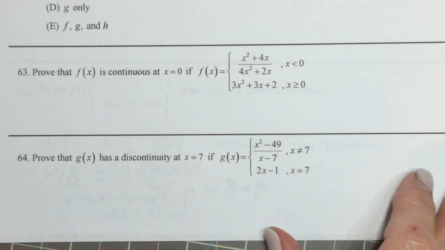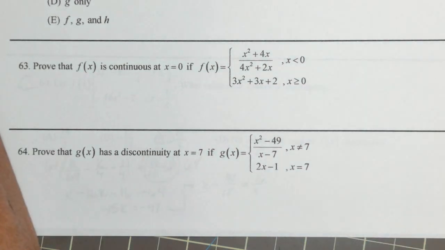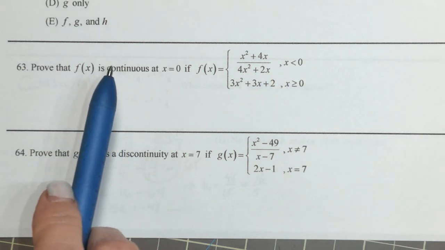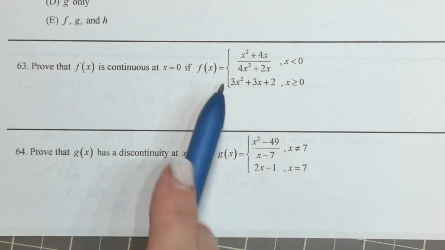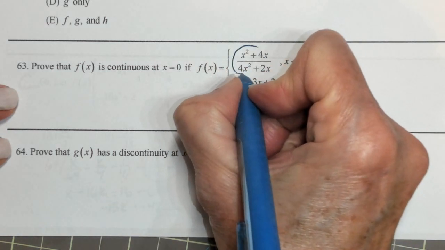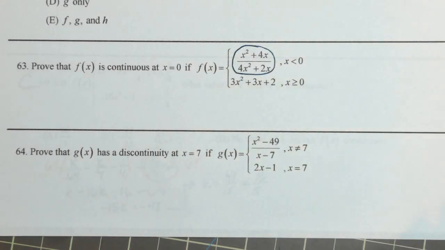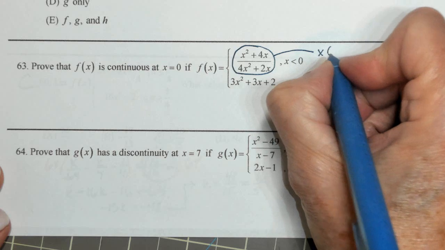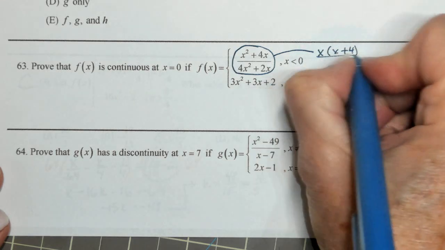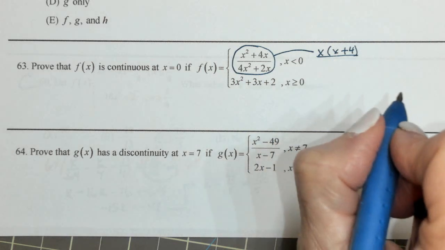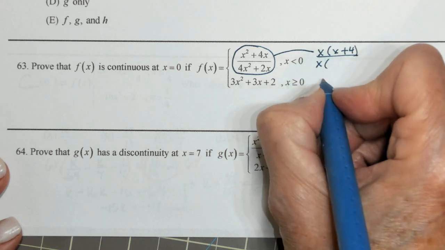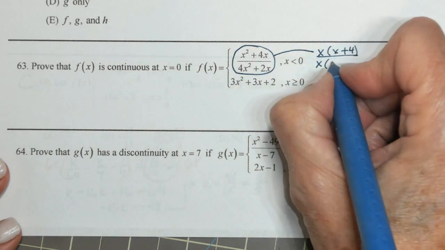Okay, number 63. Prove that f is continuous at x equals 0 if this is your function. The first thing I'm going to do is clean this up. I always clean up anything like that. I'm going to factor out an x from the top, and on the bottom I can factor out an x. I really only need to factor out an x because I'm going to be reducing the x's, but if you wanted to factor out a 2x, you certainly could.